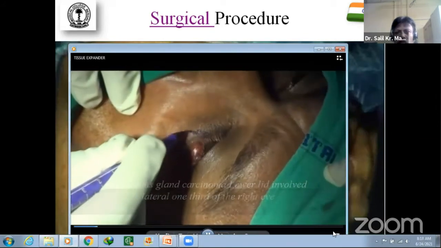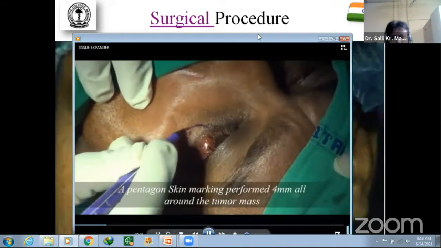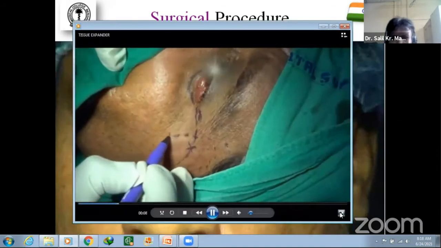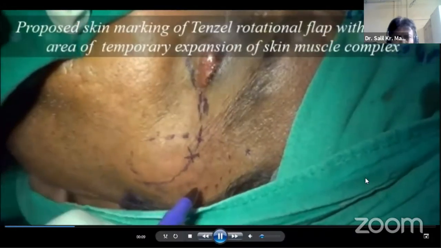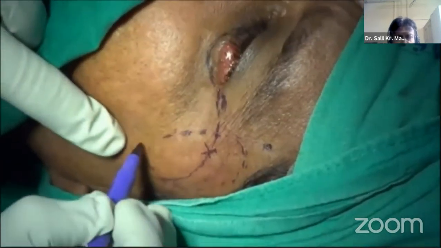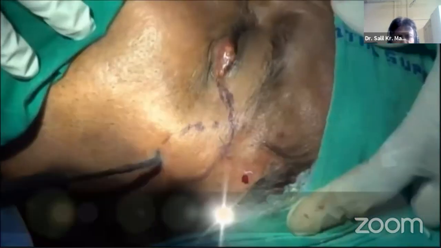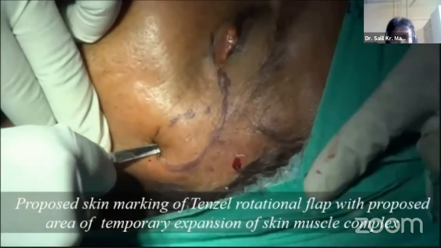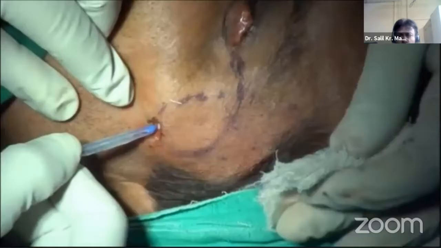This is an upper lid tumor, and a lower lid tumor. A pentagon incision is given. The proposed angular incision is marked. The proposed elliptical area of expansion is marked. Then single axis dissection is done over the long axis of the ellipse, over the periosteum.